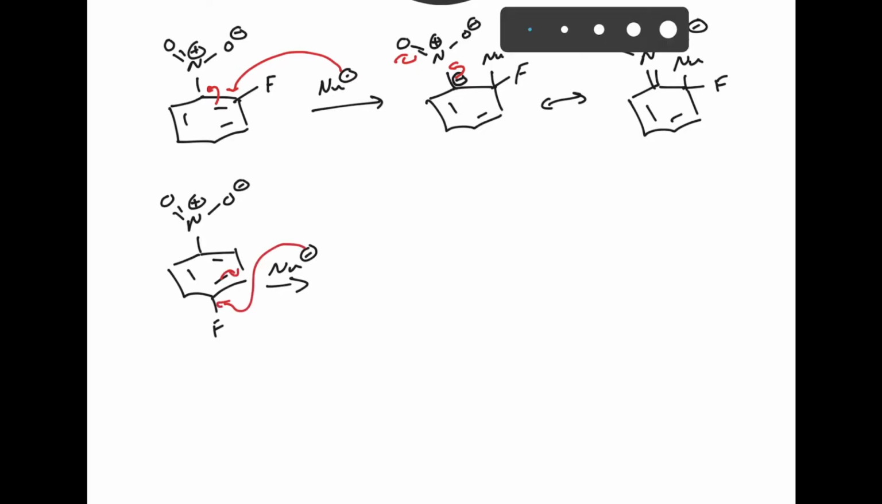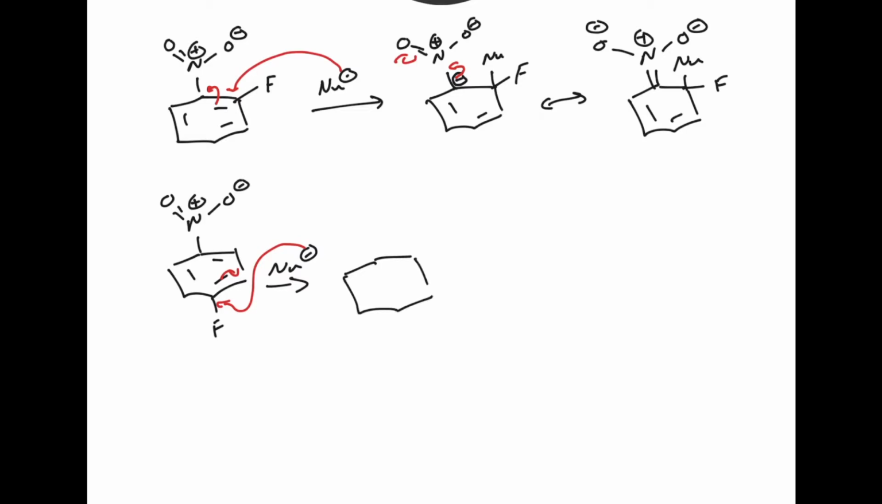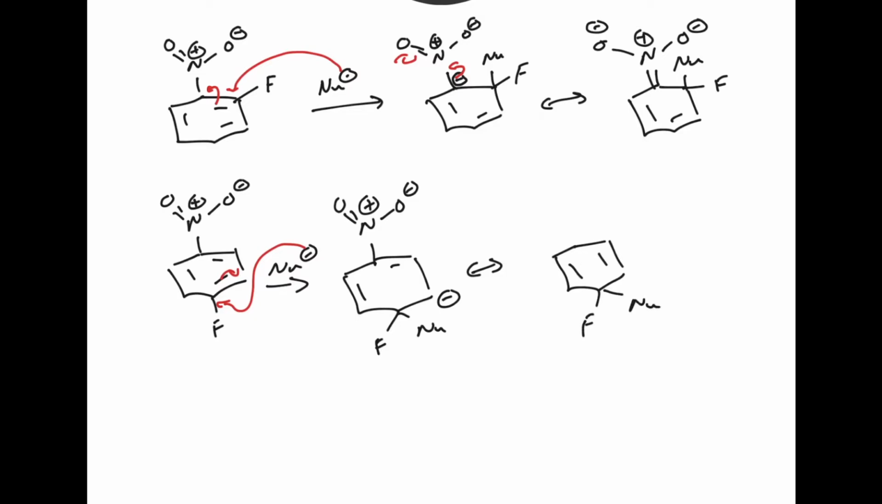Right, we'll have an extra resonance structure here, but it'll be fine. It's true when they're para. Great, so I can draw a resonance structure where I get my negative charge on the carbon that has the electron withdrawing group.